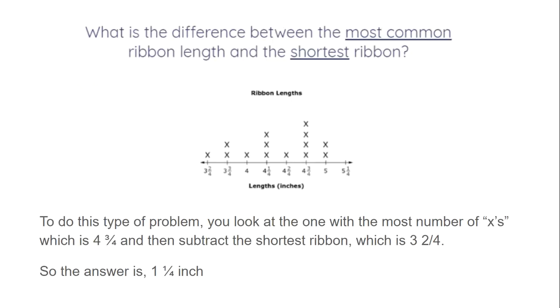Here's another difference question. What is the difference between the most common ribbon length and the shortest ribbon? So if I look at the most common, it's the one with the most dots or X's. So that's 4 3/4. And then the shortest ribbon is 3 2/4. So you would just subtract those two, and the answer is 1 1/4.